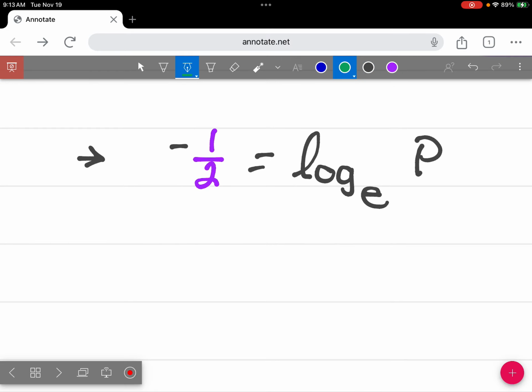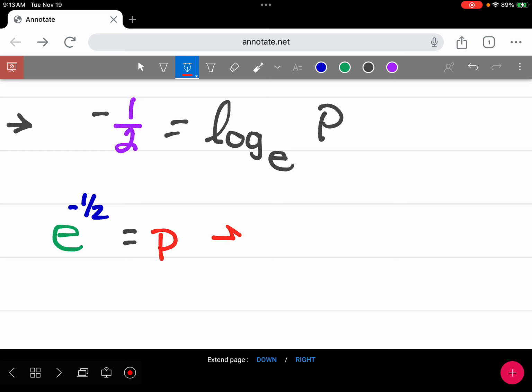because my base is what? What's the base? E. My base is E. What is the power? -1/2. And it's going to equal which piece? P, our pressure. So E to the power of -1/2 equals the pressure. That's a type-it-in-the-calculator situation. E to the -1/2.